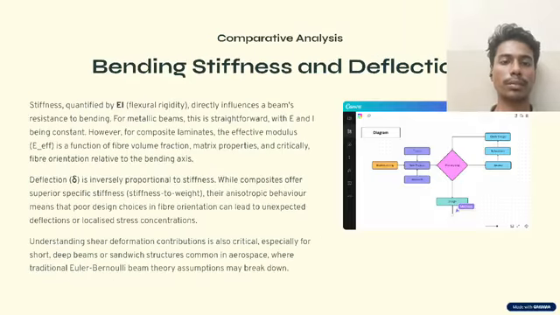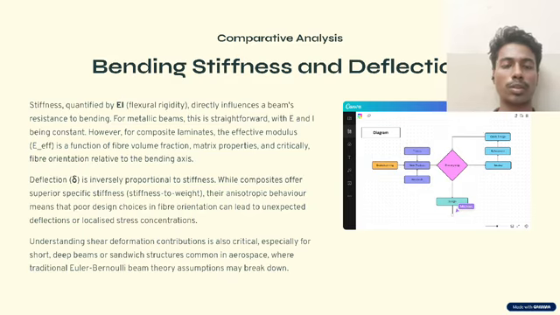Fifth slide, bending stiffness and deflection. Stiffness is represented as E times I, the product of modulus and moment of inertia. For a metal beam, E and I are fixed, so stiffness is straightforward to calculate. This means we can easily calculate stiffness in metallic beams. In composites, E changes with the fiber, which makes the stiffness highly design dependent.